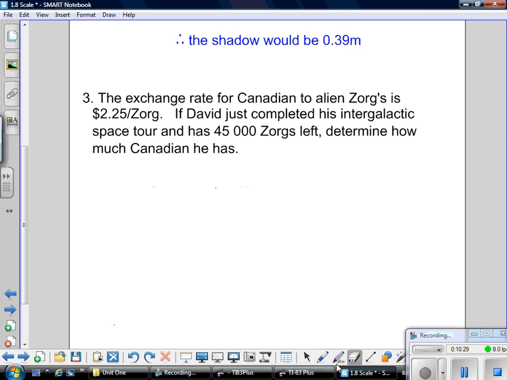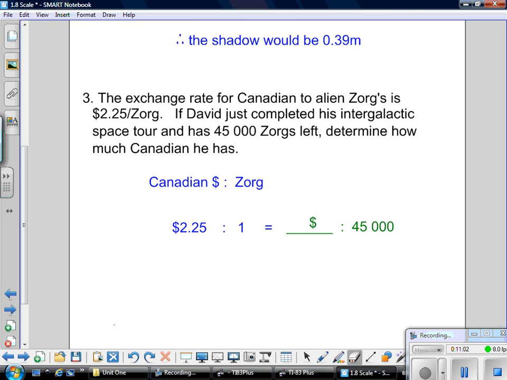So first of all, we are comparing obviously Canadian money to Zorg money, right? So we're comparing Canadian money to Zorg. And we know that according to this, $2.25 in Canadian is the same as 1 Zorg. So I'm interested in how much Canadian money will I have if I have 45,000 Zorgs left.